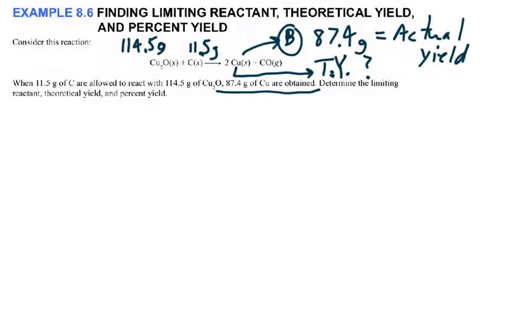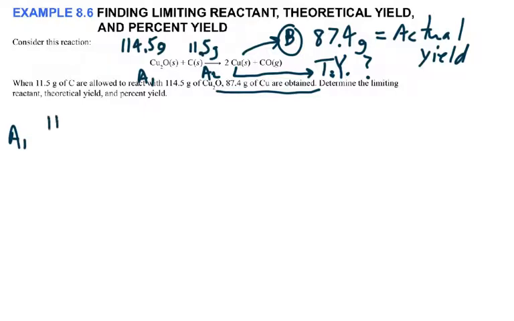Now notice there are 2 givens. Therefore, this problem is more complex. You have one reactant here, which is given at 114.5. You have another reactant here, we'll call it A2, for carbon at 11.5. So we're going to have to do this twice to figure out who is the theoretical yield. So first we start with the first reactant, and we're going to have to convert this into moles.